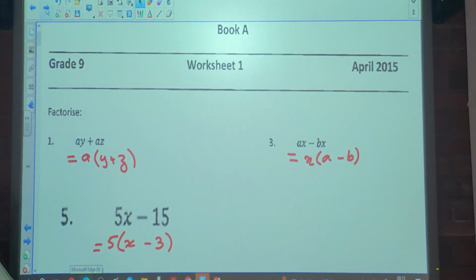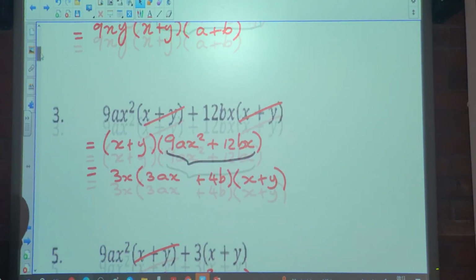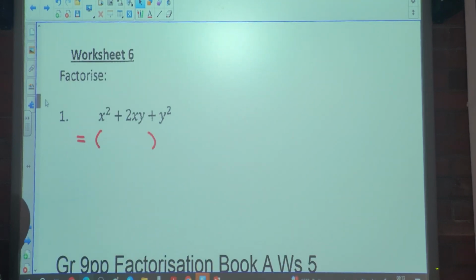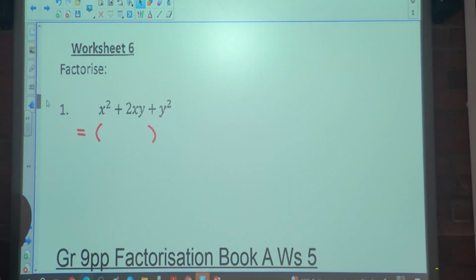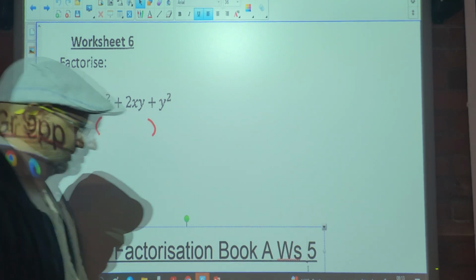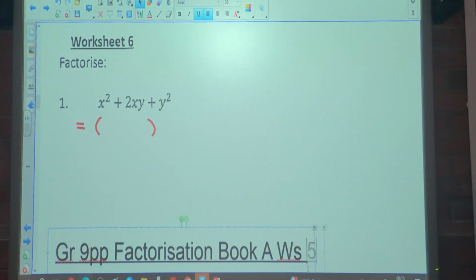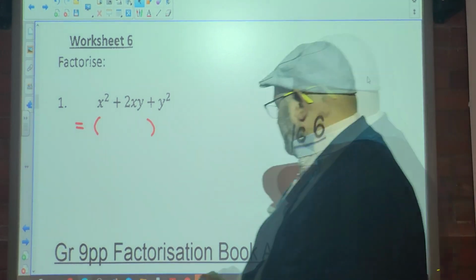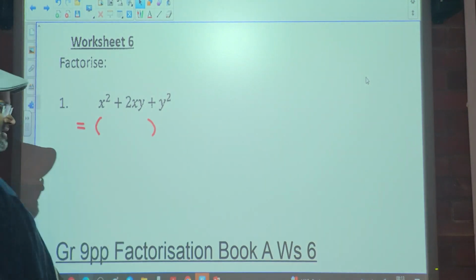So today we're looking at factorization. Today we're looking at the perfect square trinomial. I think we tried starting off yesterday, but then the bell rang. Okay. So we're looking at worksheet 6 of book A, and we're going to look at the perfect square trinomial.